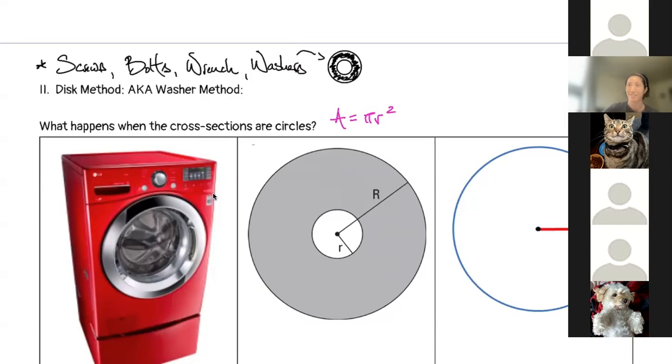When I think about washers, how many of you out there like donuts? Anybody a donut fan? No donut fans? Oh, okay. I was like, I know, yeah, all the donuts, all the donuts.